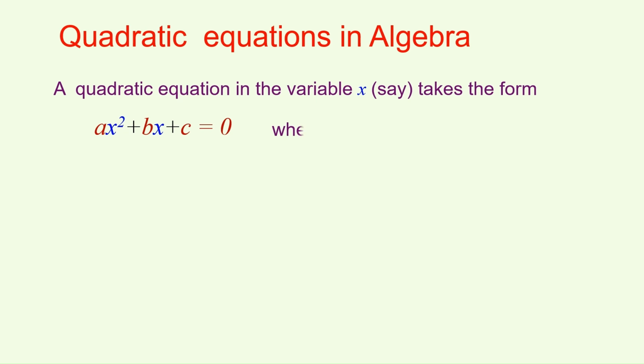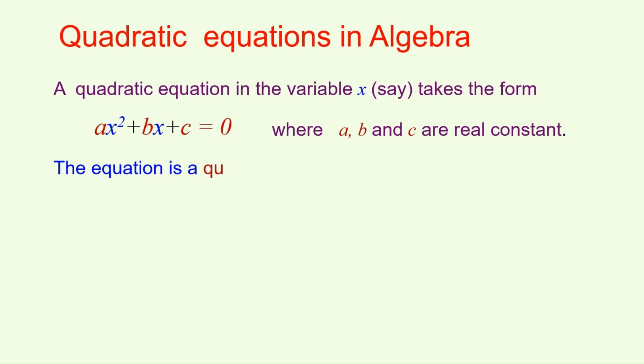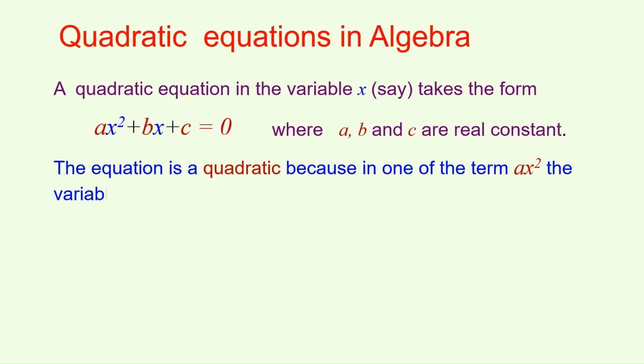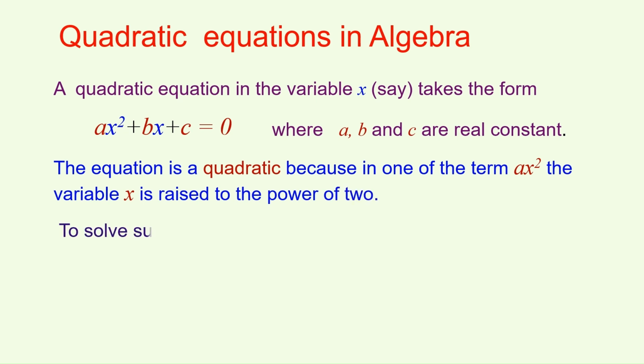Quadratic equations. In algebra, a quadratic equation, in the variable, let's say x, takes the form a times x squared plus b times x plus c equals 0, where a, b and c are real constants. The equation is quadratic because in one of the terms, a times x squared, the variable x is raised to the power of 2.